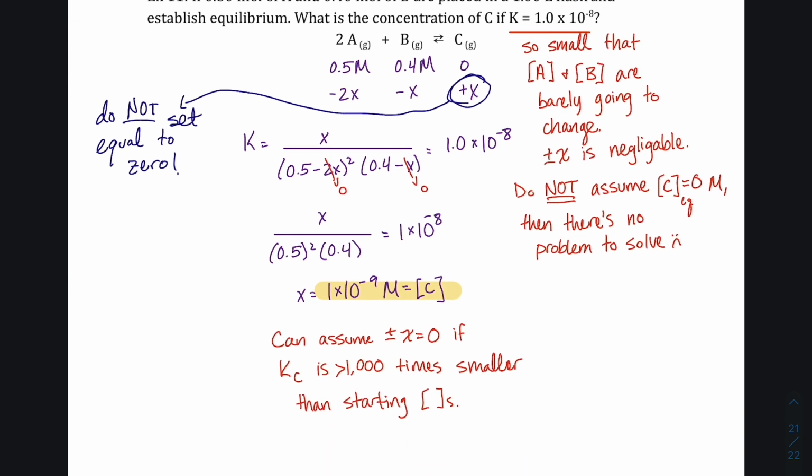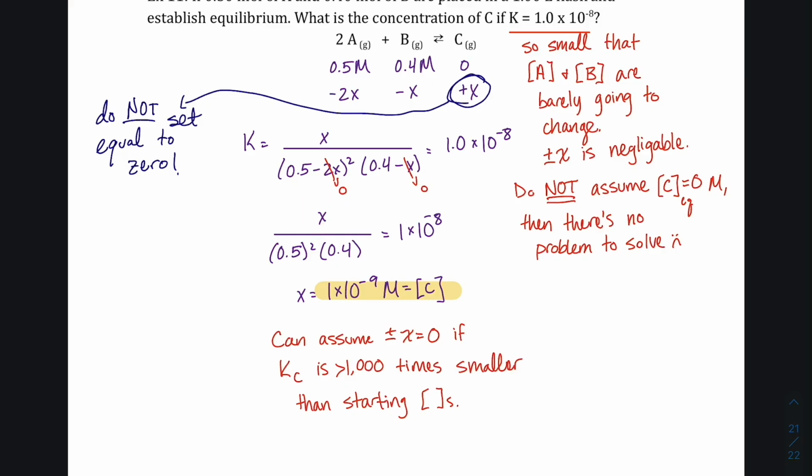And then sometimes our equilibrium constant is going to be so small that we can assume the concentration of A and the concentration of B are barely changing because we're going to make such a little amount of the product. And so what we can do is set up our equilibrium expression and say, okay, well, A is still going to be basically 0.5, B is still going to be basically 0.4. All that we really care about is how much C is being made.